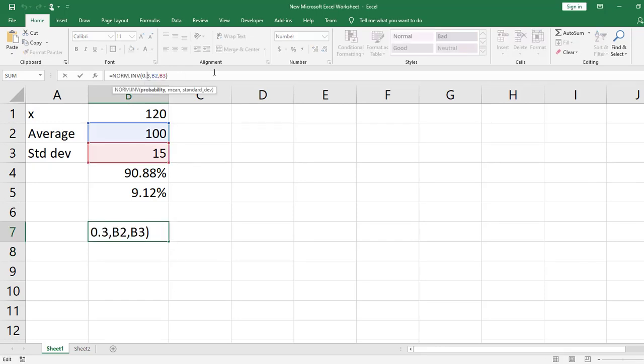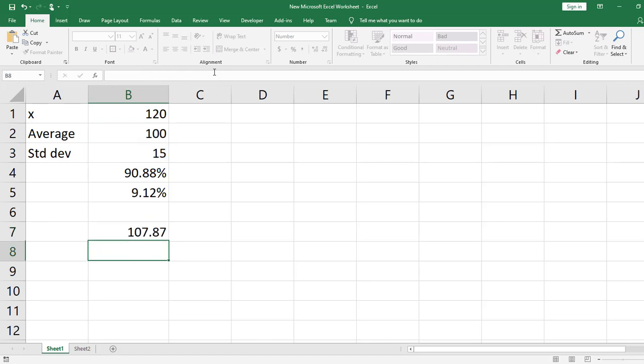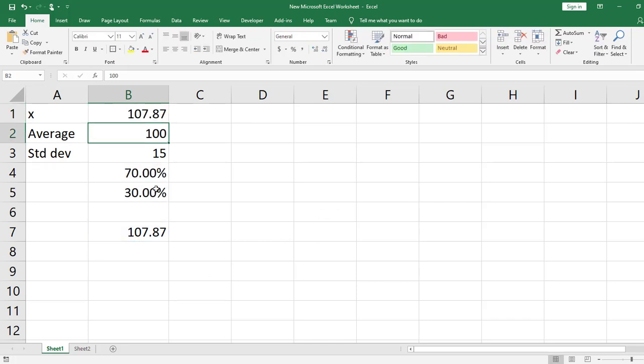So let's put in 0.7. Now you see it's 107.87. If we set the threshold definition of what smart is at 107.87, then at that definition, 30% of people will be smart. And we can check that by just using the equal sign, putting this in here, and indeed we get 30%. You just put it back into the system, you get 30%.